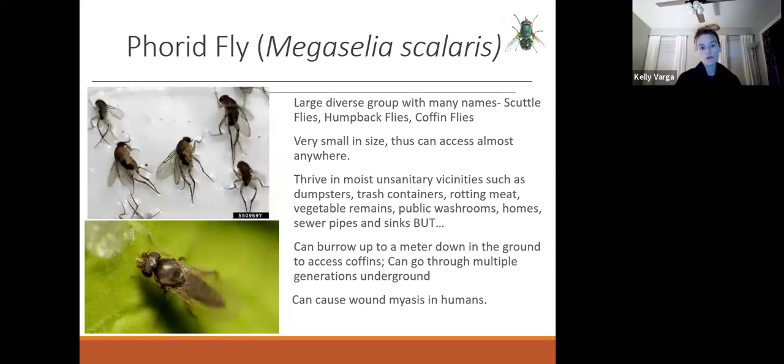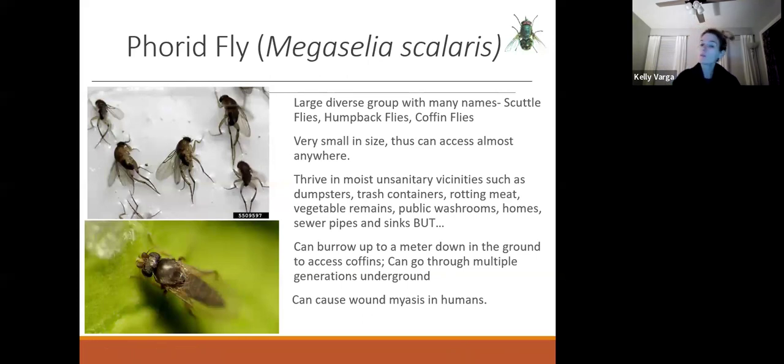Okay, so we have our phorid flies. These are named under multiple different classifications. Megaselia scalaris, so M. scalaris would be the genus and species that we're talking about. Another name for that is phorid fly. But another classification you could be looking for on the exam is that these are called scuttle flies, humpback flies, or coffin flies. Maybe in the picture I'm showing you, you can see there's an arrangement here, even from the top. They have a large backward portion behind their head that gives them that classification.